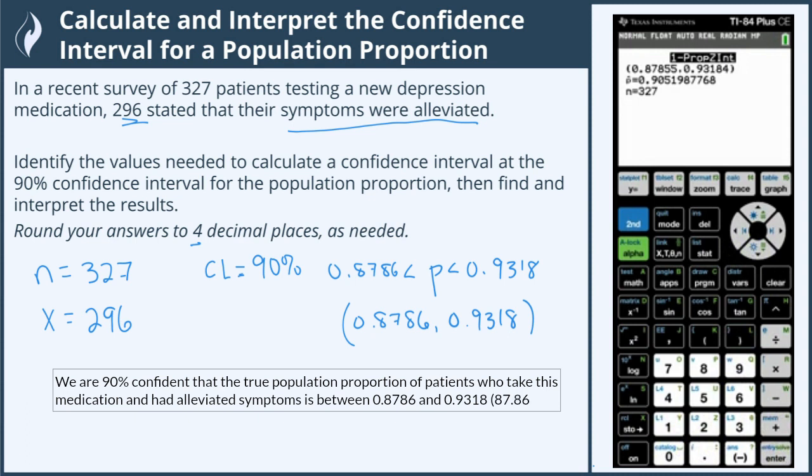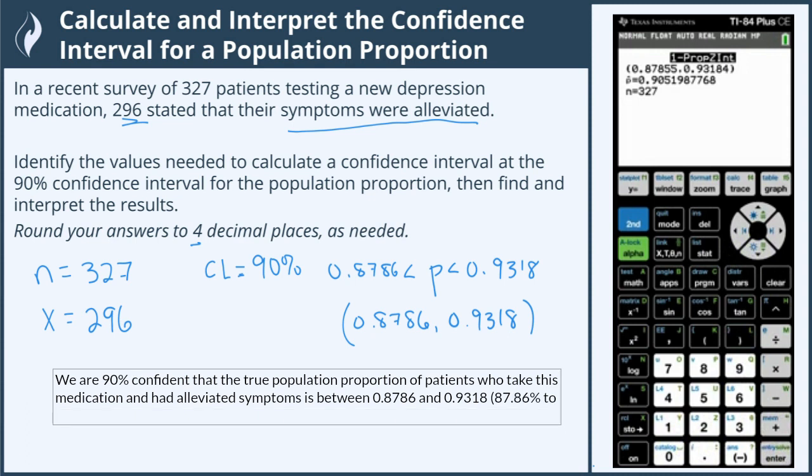Now, I'll put in parentheses, because being that this is a proportion, you might also be asked for it in percentage form, and this only applies to proportions, okay? So this is also like saying that we are 90% confident that the true population proportion of patients who take this medication and had alleviated symptoms is between 87.86% and 93.18%.